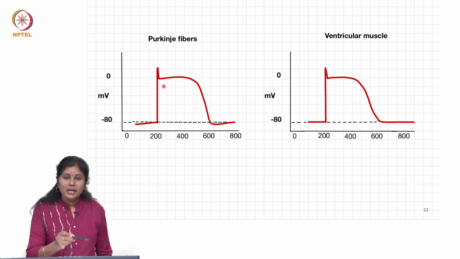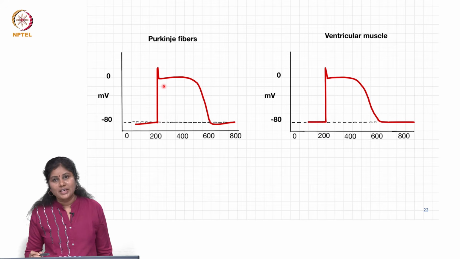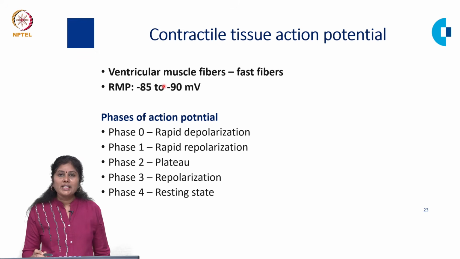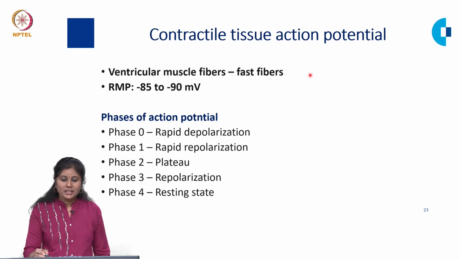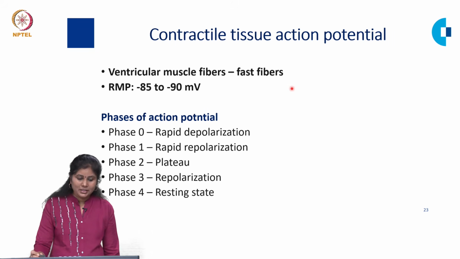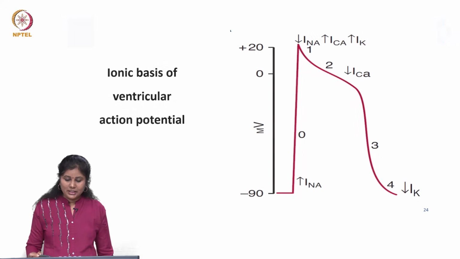This is because in Purkinje fibers, the depolarization involves both the sodium channels as well as the calcium channels, whereas in the pacemaker tissue, the depolarization is only because of the calcium channels. So, the contractile tissue action potential is created by the fast fibers, especially the ventricular and the atrial fibers. Resting membrane potential is stable and it has got various phases as is depicted in this picture.